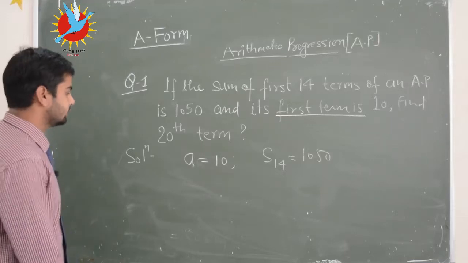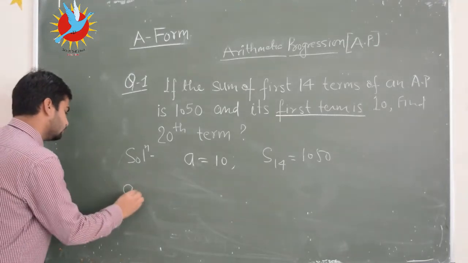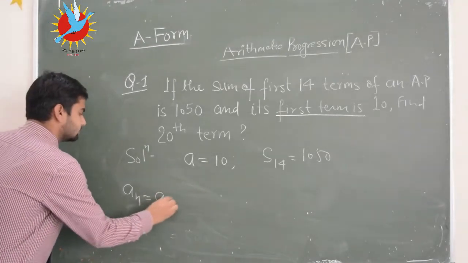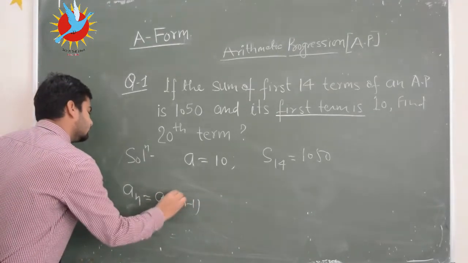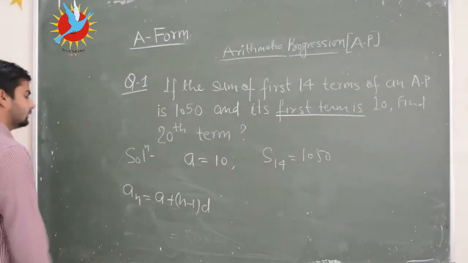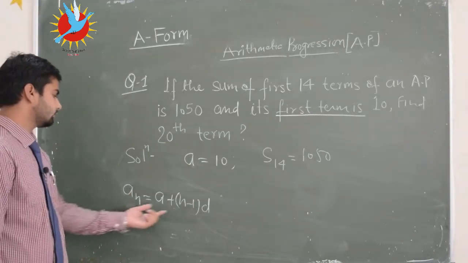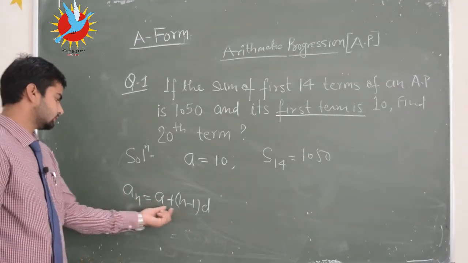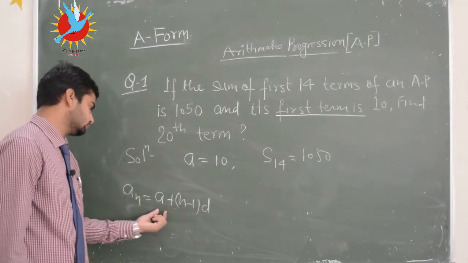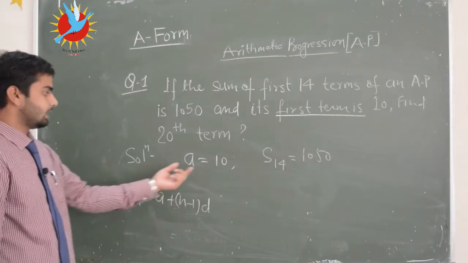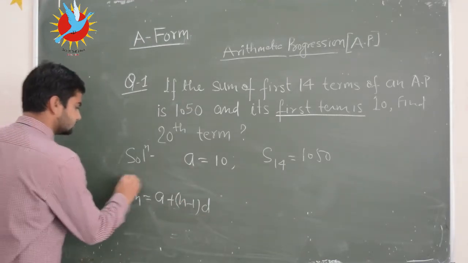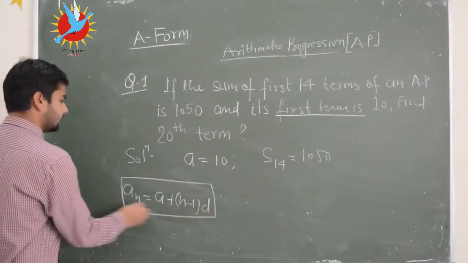To calculate the 20th term or any term, we need 2 values, in the formula a plus (n minus 1) into d. In our general term formula, an is equal to a plus (n minus 1) d. If n is given, we just need 2 more values, a and d. In this problem, a is already given, d is not given. So first of all, to use this formula, we have to calculate d.